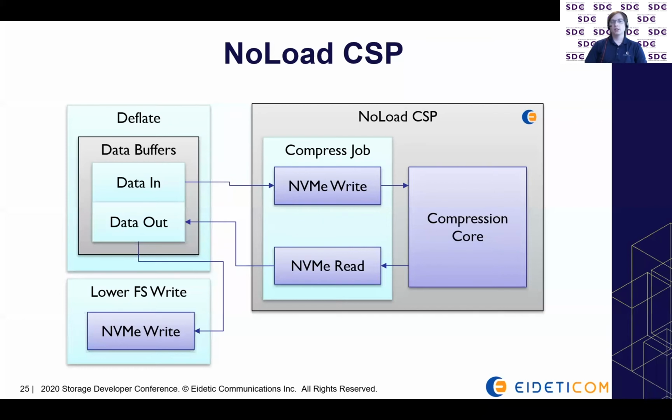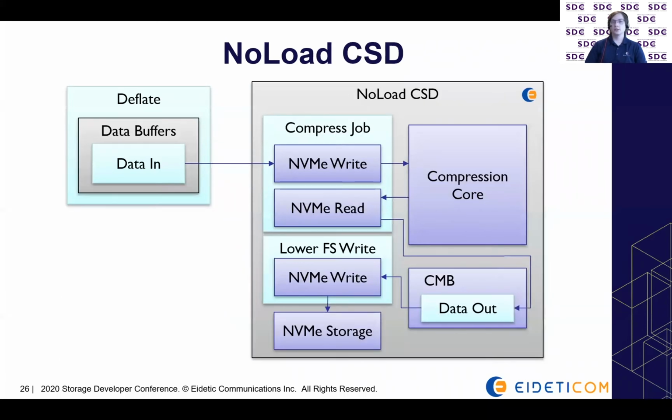Using a NoLoad computational storage processor is a matter of issuing an NVMe read and write command. This, of course, is handled behind the scenes by NoLoad file system. This read and write command are issued in parallel and then are consumed and then written back to simultaneously as the compression core does its work, minimizing the latency of the compression job itself. Once this data has been read back out of the compression core, it can then be passed on to the lower file system for writing to disk.